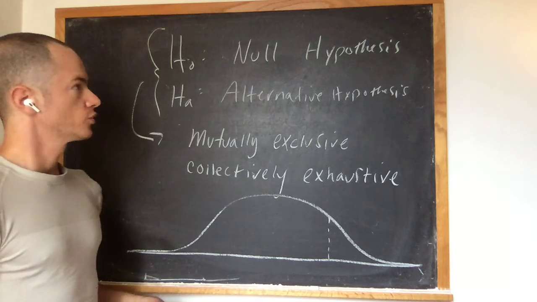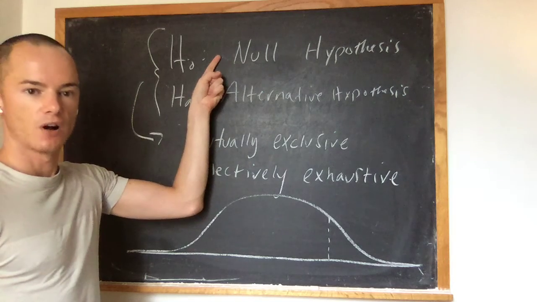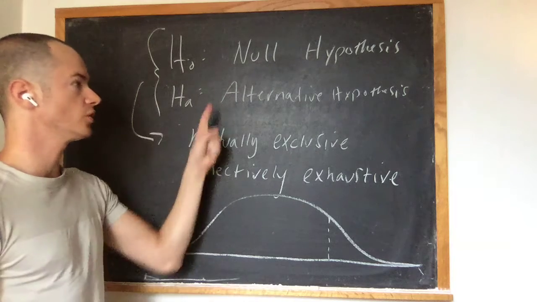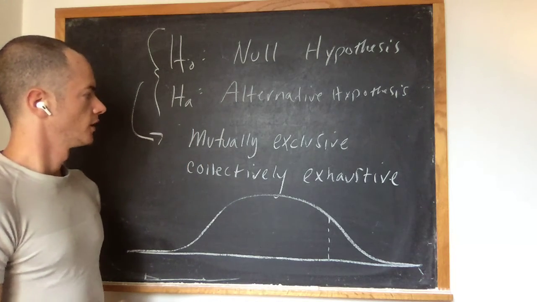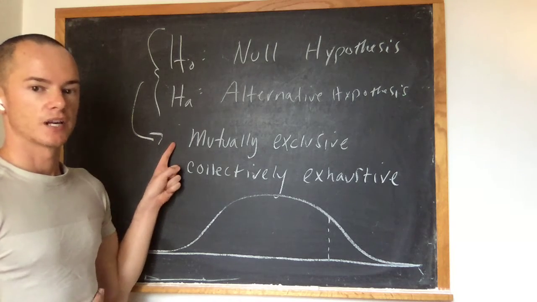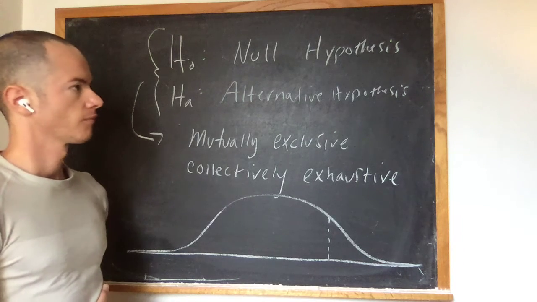What we want to try to do is prove that the null hypothesis is false, and if we can prove that the null hypothesis is false, then that's good evidence that the alternative is true. That framework comes from the fact that these hypotheses are mutually exclusive and collectively exhaustive.